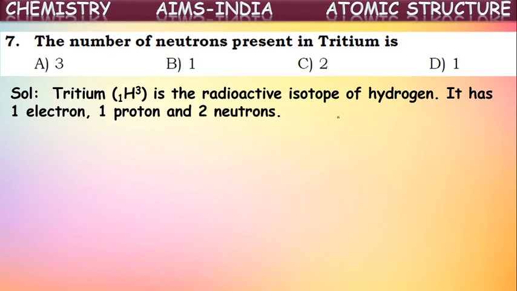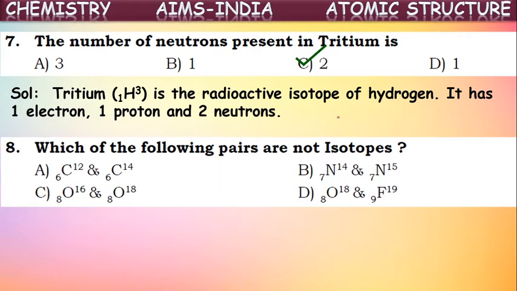Deuterium is one more isotope of hydrogen which has 1 neutron along with 1 electron and 1 proton. And the third one is tritium. It has 2 neutrons, 1 electron and 1 proton. They're asking about the number of neutrons present in the tritium. So there are 2 neutrons.